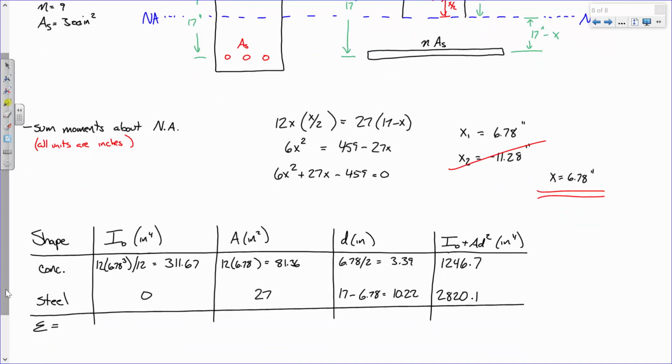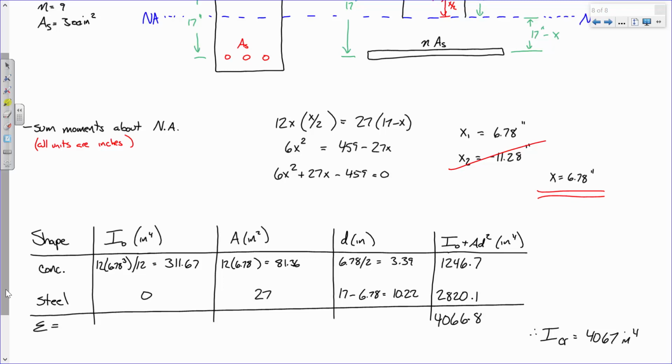Oh, I just erased. That's 8, that's 6, that's 6. Did I do that right? 4,067. Are we good? Yeah. So maybe what we could say then, if we wanted to round, is we could say that the cracked moment of inertia is 4,067 inches to the fourth. Like just round it.